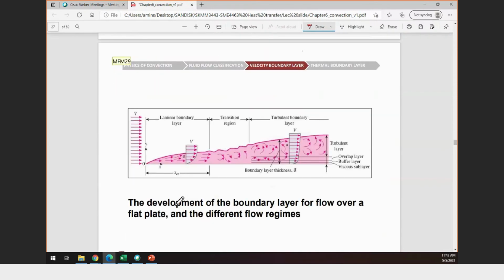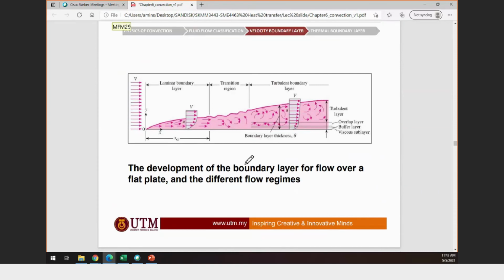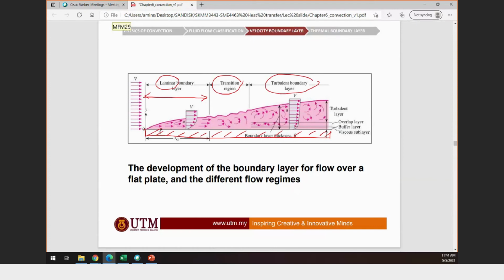So, develop the flow profile on a plate. Okay, let's say this is the plate that you want to study. If the plate is long enough, you may find at the first part of the plate, after the flow is passing through, a laminar boundary layer, and then followed by the transition, and further, if it is long enough, then you have the turbulent boundary layer.